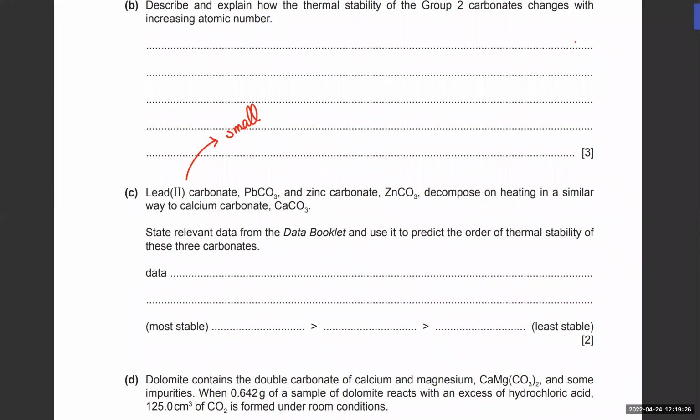So you've got smaller ions, so it's going to have greater polarizing power and greater charge density. That's the explanation for group 2 carbonates: a greater charge density. So the carbonate ion is more polarized and more unstable.